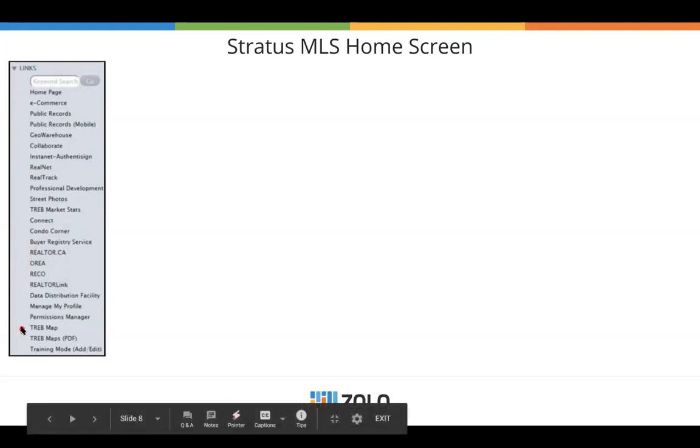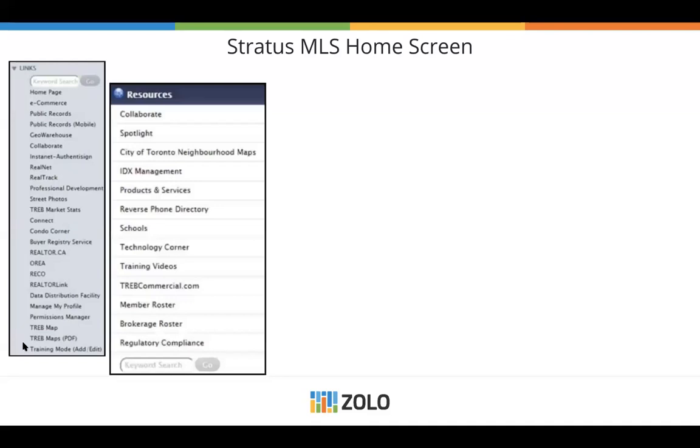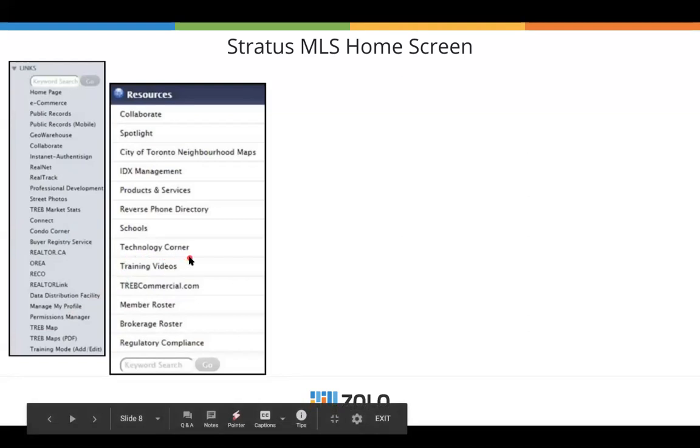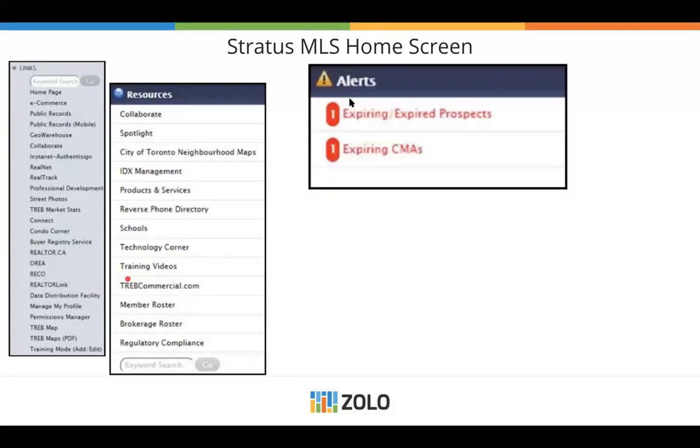Another important tool for me is TREB map. So this is a link for you to get to TREB's map. You're able to turn on and off different filters so that you can see how areas are split up according to TREB. It's important for you to know specifically in your particular neighborhood. So on the right side, resources, we went over that quickly. You can also access Technology Center corner over here for manuals, as well as training videos. On the bottom right side, you'll see alerts. The alerts will be for expiring prospect searches or CMAs, and we'll go over that shortly.